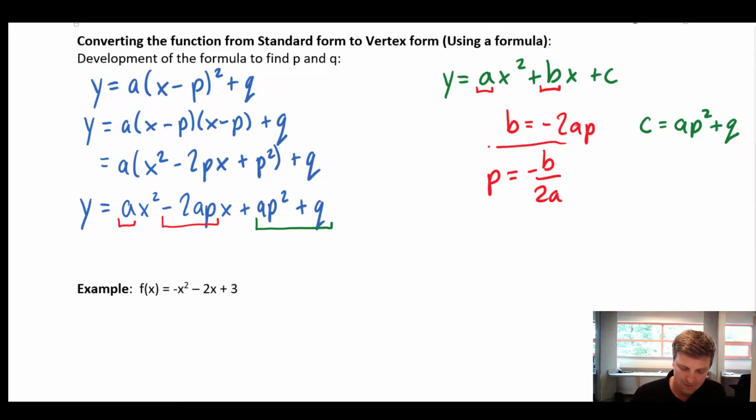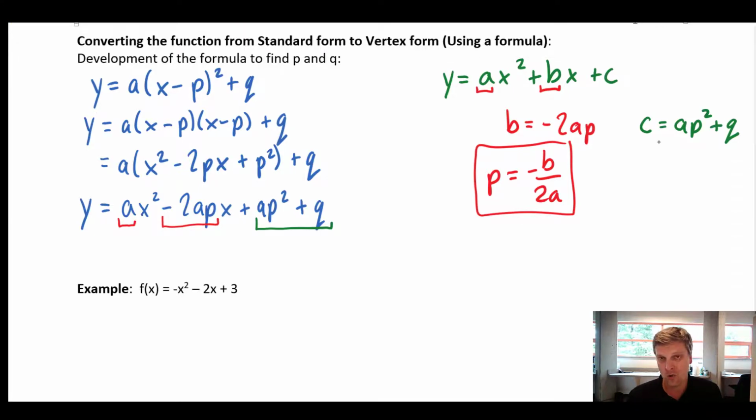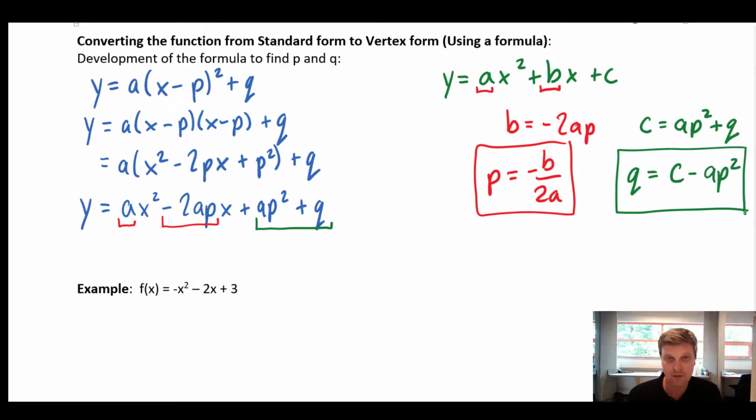And so that formula right there is going to allow me to find P as long as I know B and A. And then same thing for this other formula. I'll know what C is. I won't know what Q is. So I'll rearrange this and subtract AP squared from both sides, and I'll get Q is equal to C minus AP squared. And so there is my second formula.